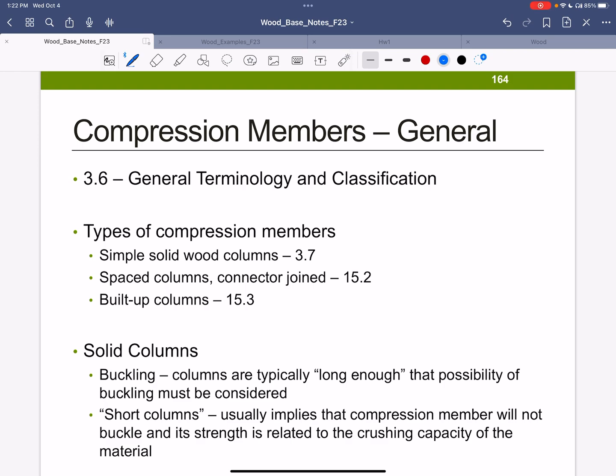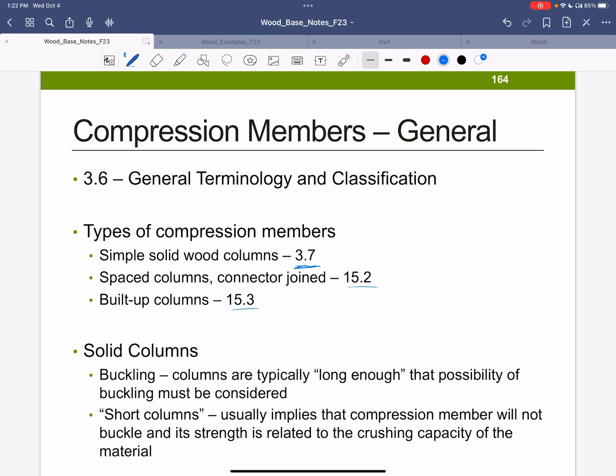In our chapter 3, the general information, they're going to talk about where to find the different types of columns. So for solid wood columns, in other words, not hollow or made out of a bunch of different boards, you can find information in chapter 3 and section 7. Connector joined columns, built up columns, and other specialty type columns are in chapter 15.